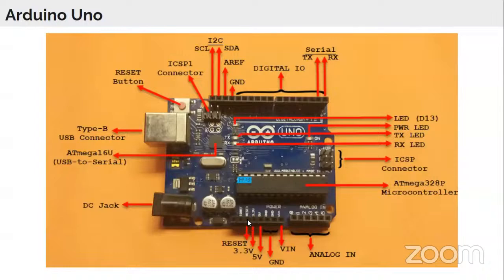Then there is a reset pin here. So the reset pin is for if I dump any code in the Arduino Uno board.